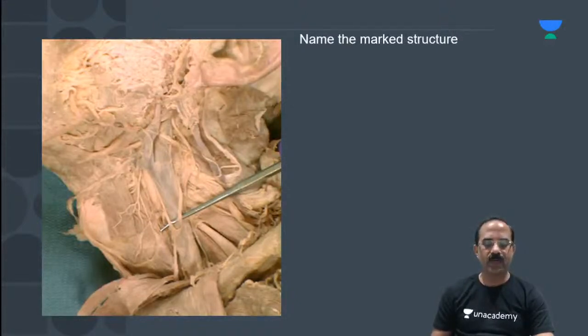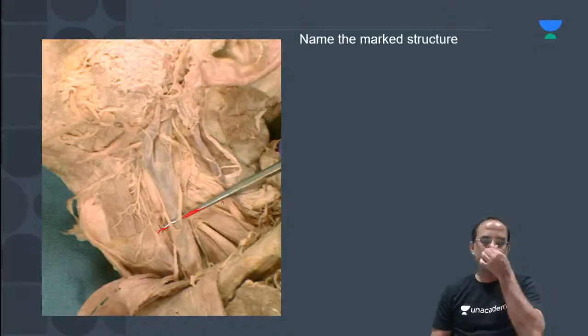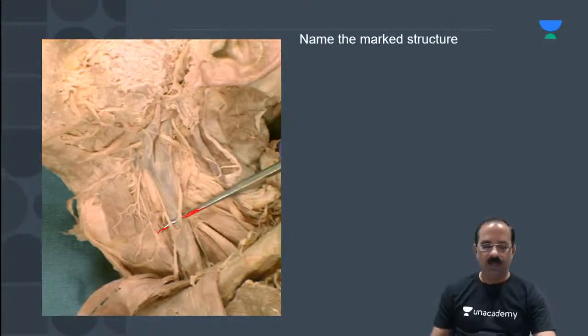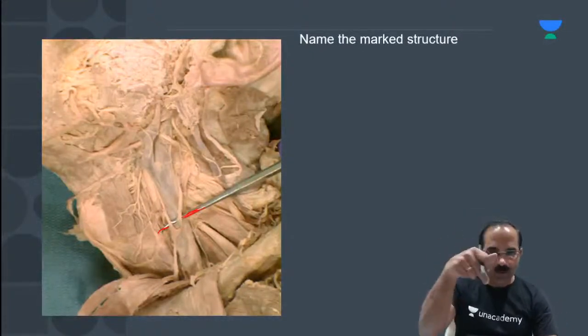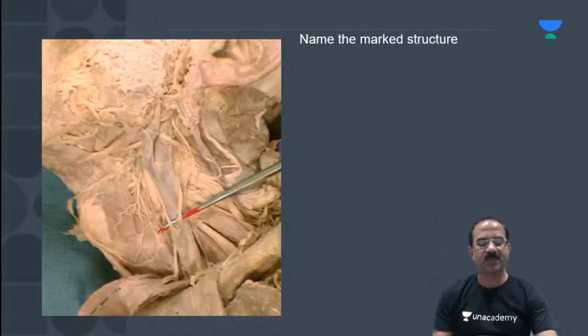Bolo bachcho. What is this? Any guesses? Pointed structure, ye probe hai, that's the pointed one. That's a pointed structure. No one? Loop hai na, loop. It's a loop. What is a loop known as? Anyone? What is a loop known as?